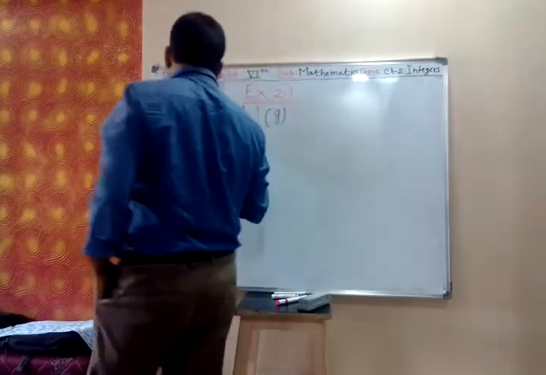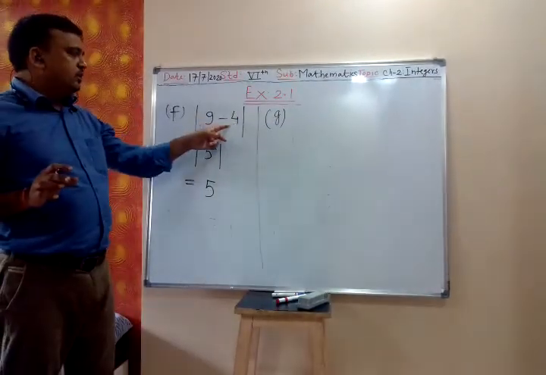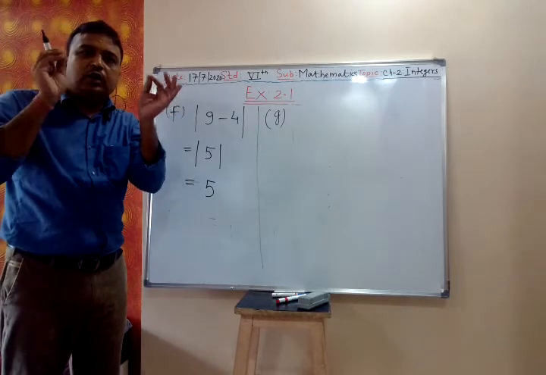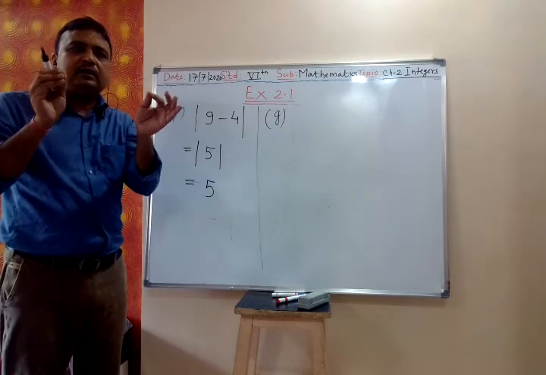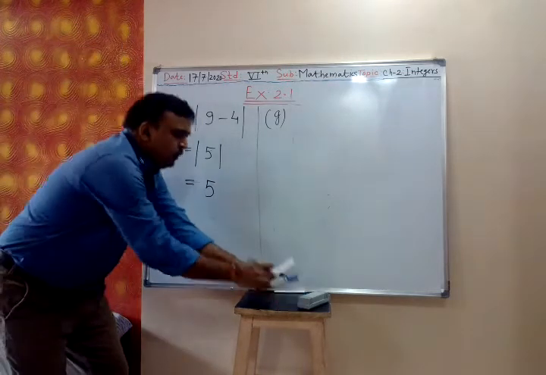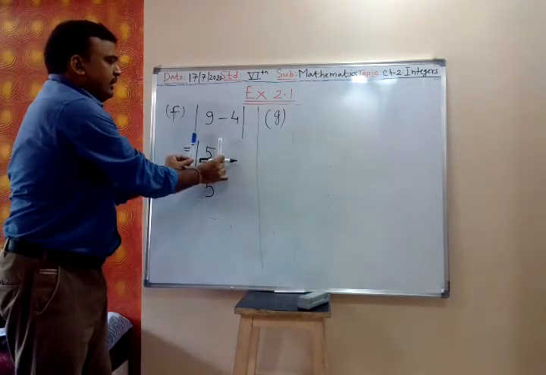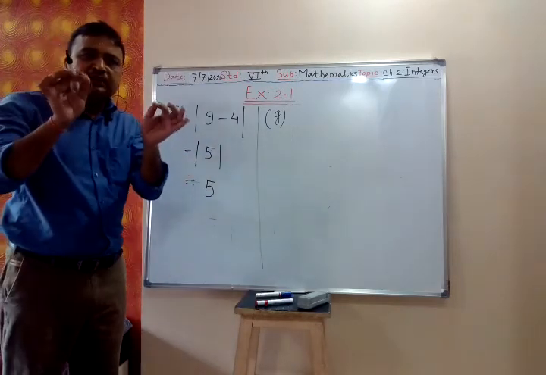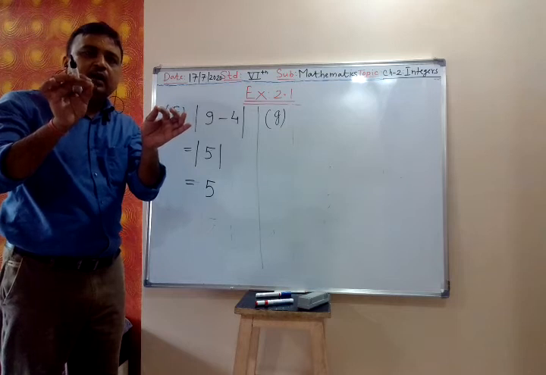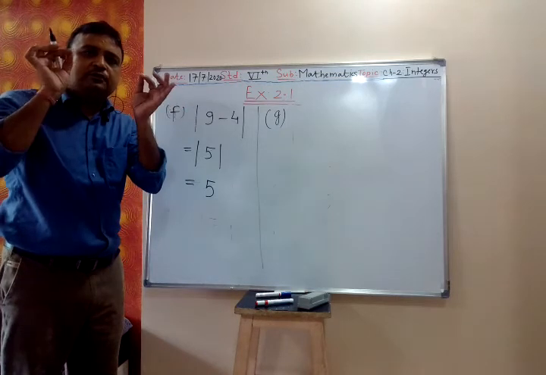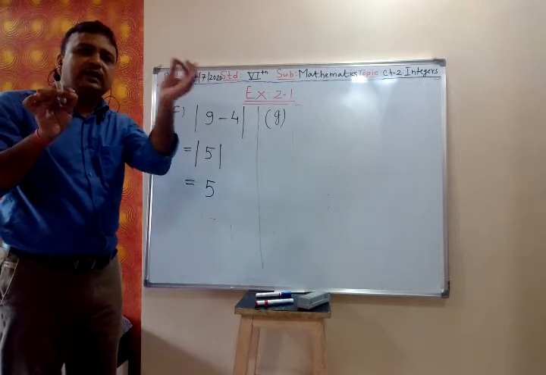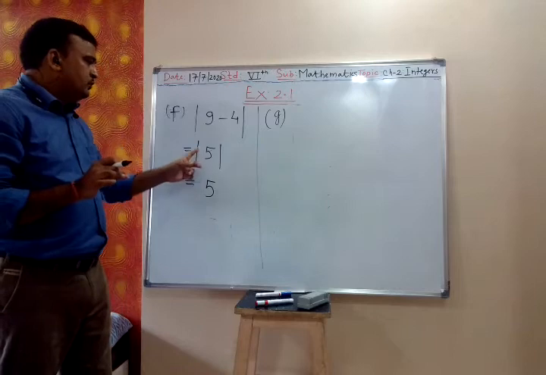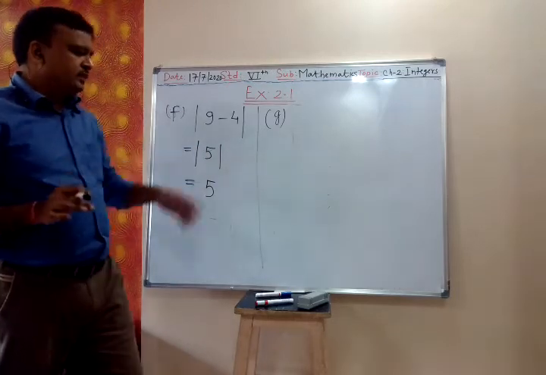9 minus 4 is 5, and I have told you, you see whether it is a normal bracket or an absolute value bracket. Absolute value bracket means 2 vertical lines. The absolute value of a negative integer, whether it is negative sign or plus sign, is always plus sign. So the absolute value of 5 is 5.